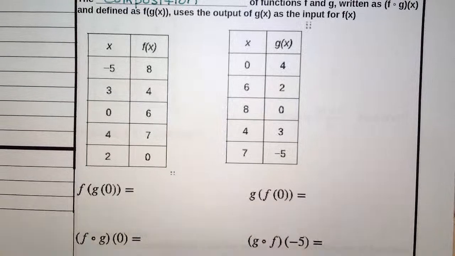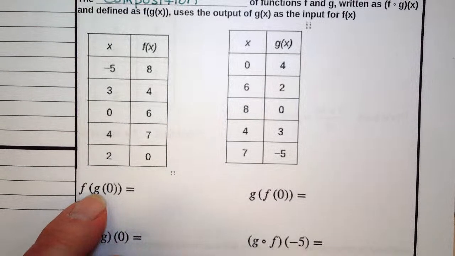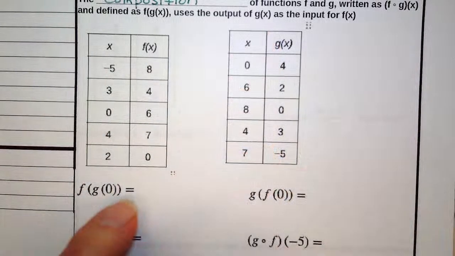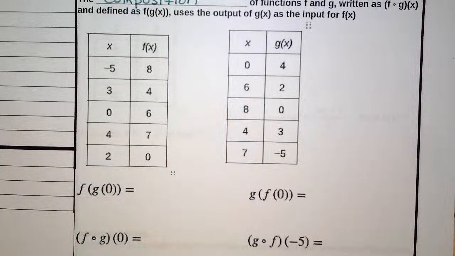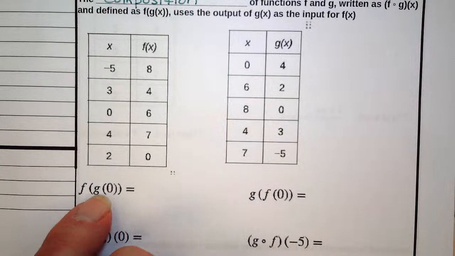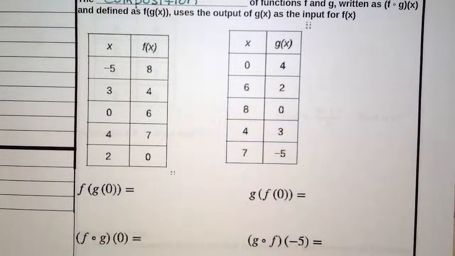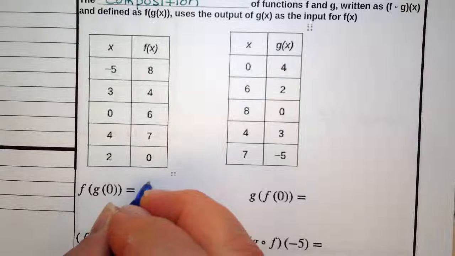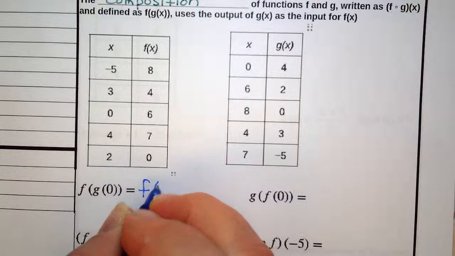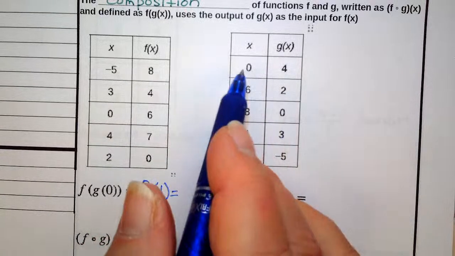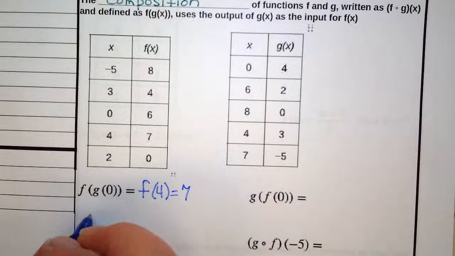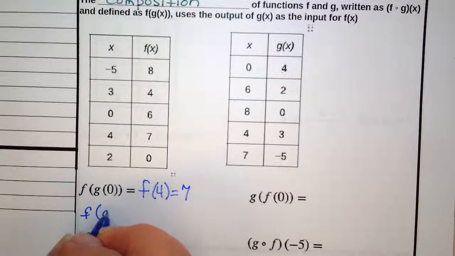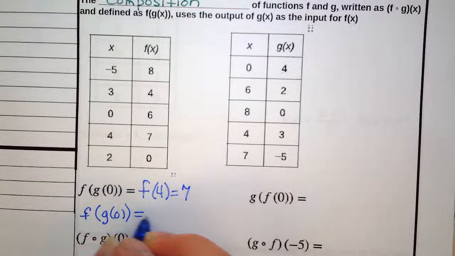Okay, the composition: I'm looking at my function g. This is g. I'm looking at 0. So when x is 0 in my table g, my output is 4. So this becomes putting 4 into f now. So 0 goes to 4, 4 goes to 7. So when I take and put g of 0 into f, I get 7.